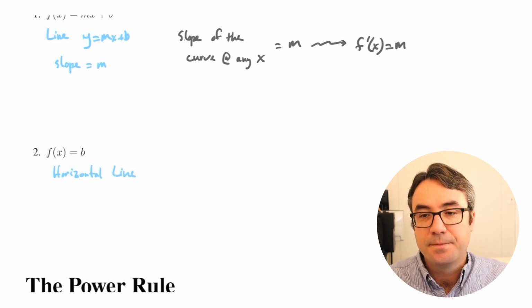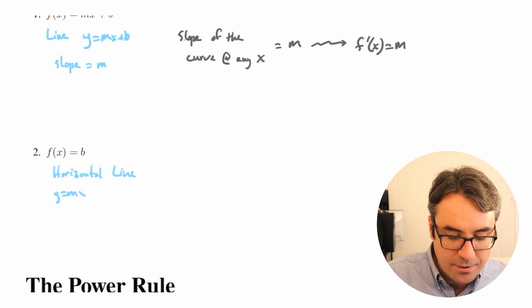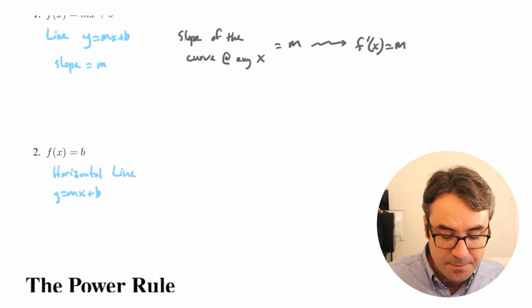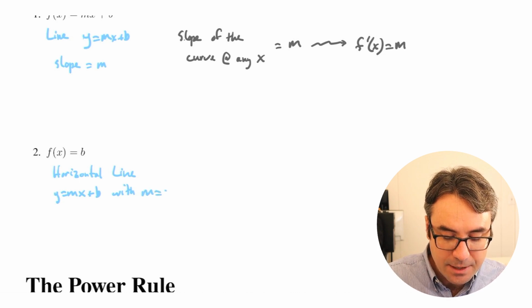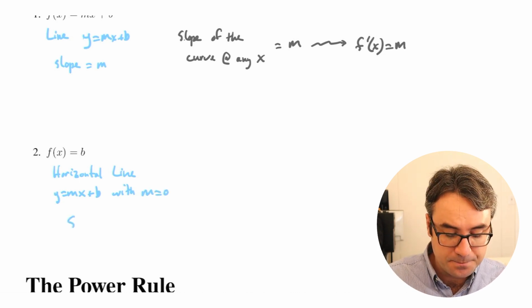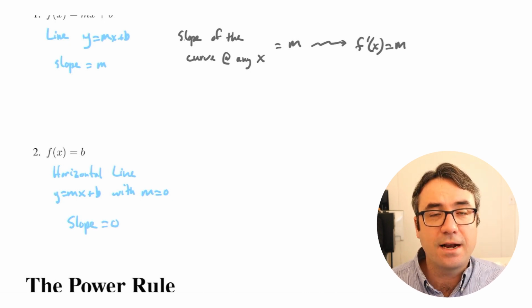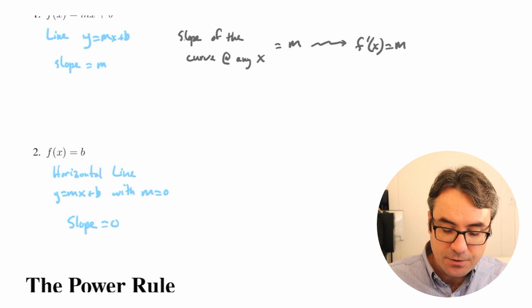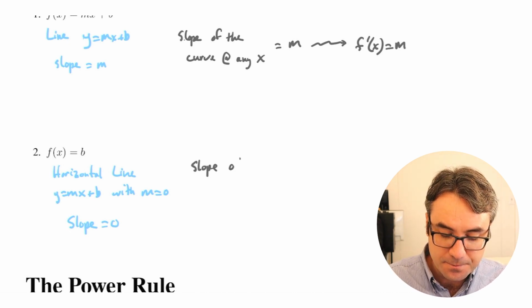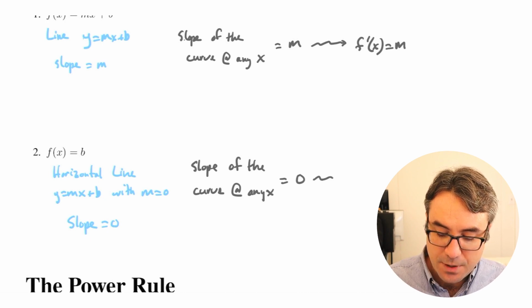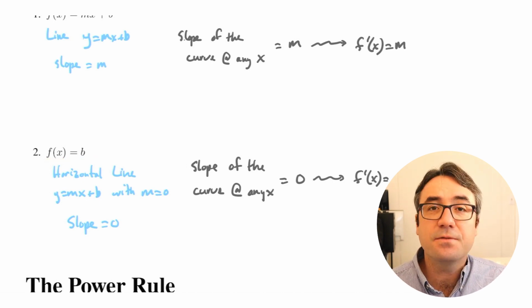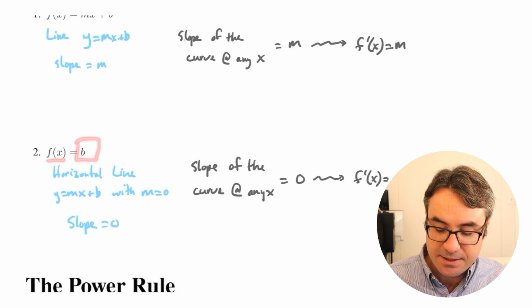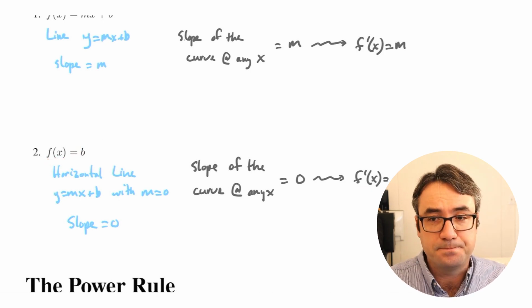So this is just another line, y equal mx plus b, with m equal to 0, the slope set equal to 0. The graph of a horizontal line is completely flat. So the slope of a horizontal line at any x value is just going to be 0, which means the derivative is going to be 0. So if we have a constant function, where our function is equal to just a constant, then the derivative of that is going to be 0.